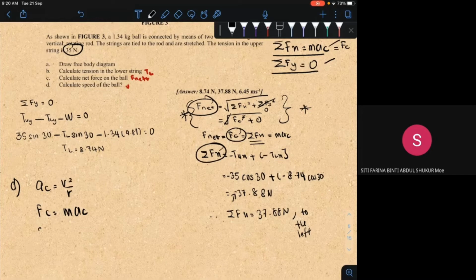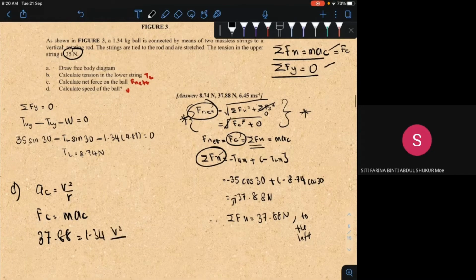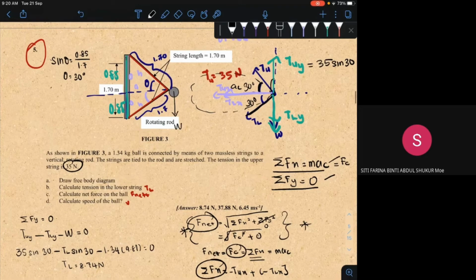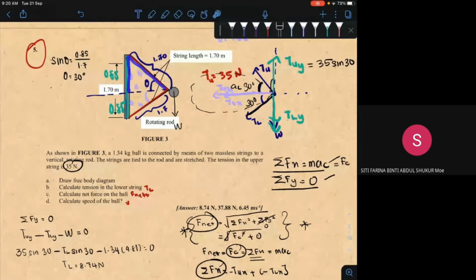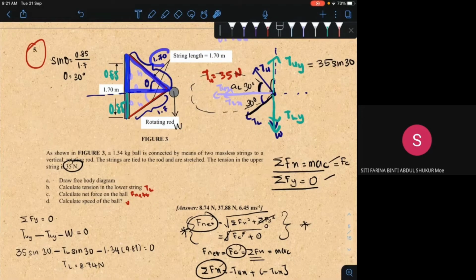37.88 is equals to 1.34 V square over R. Radius here is not given. However, you can find your radius by going back to the triangle that we drew earlier. This is the triangle that you drew. You know the hypotenuse is 1.7. You know the opposite is 0.8. You can find the adjacent. You can use trigo or Pythagoras theorem.